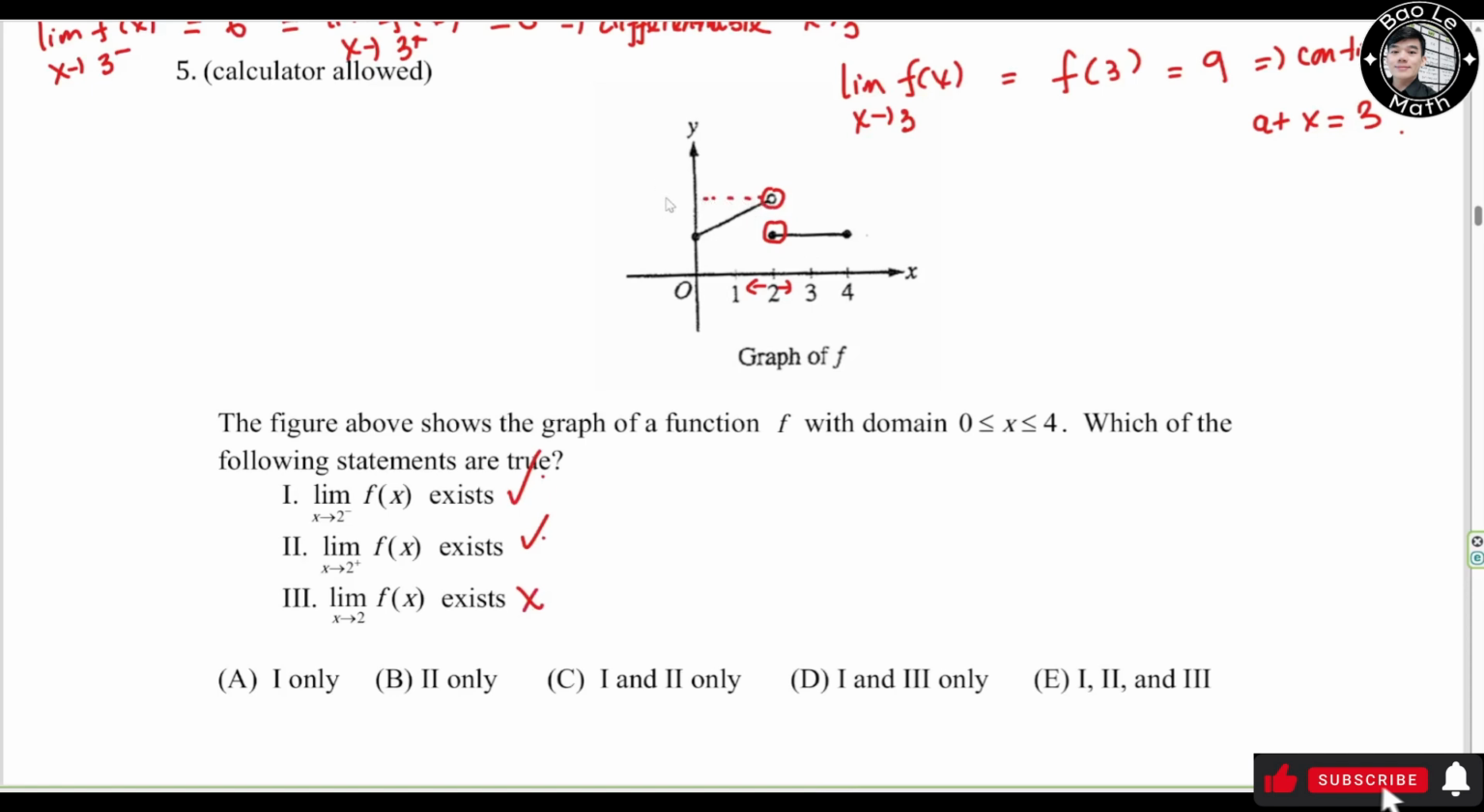Because this guy right here equals something right here. For example, I'm going to say 2. And this guy right here is going to be 1, right? So they're not the same. 2 and 1 are not the same. So the limit of f of s when s approaches 2 does not exist. So only C is correct, right?